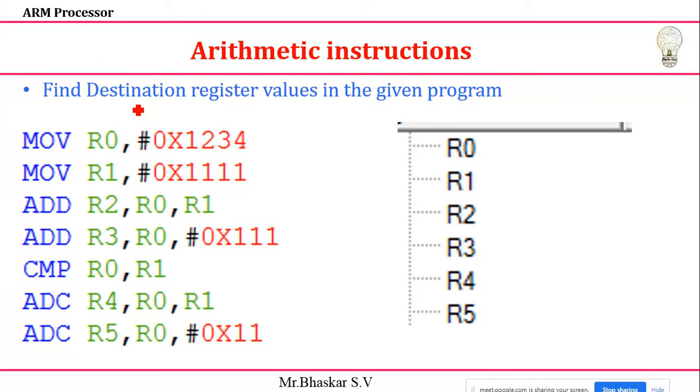Yeah, so one question you can see: find the destination register values in the given program. Okay, now you tell me, what are the values you'll get? What is the R0 value? If you come to this instruction, MOV R0 comma #0x1234. What is the R0 value? Just moving the data. The hash means it's an immediate value representation. 0x means hexadecimal number representation. The value 1234 needs to be stored in this R0.